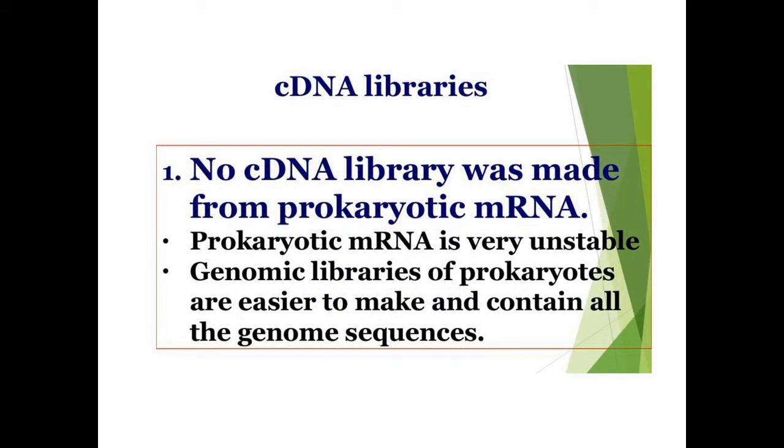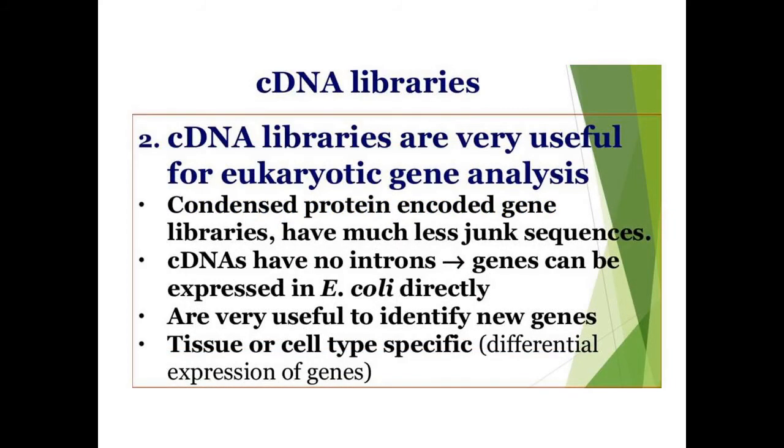There is no cDNA library made from prokaryotic mRNA because prokaryotic mRNA is very unstable. And of course, a genomic library of a prokaryotic organism is much easier to make because it contains all the genome sequence, for the reason that they don't carry any introns.